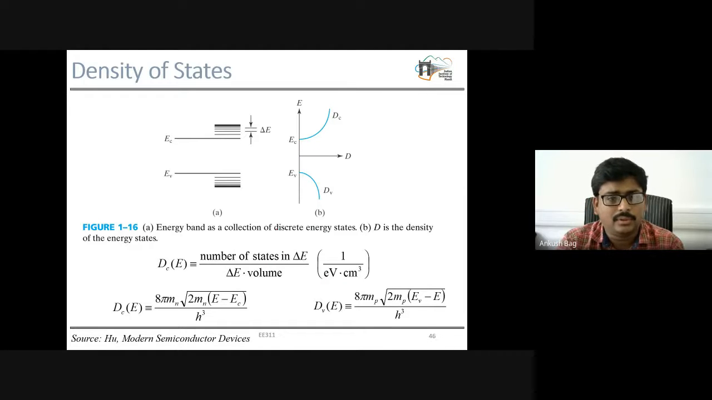Now this is something we have already discussed. This is how we calculate the density of states. It is the number of states in the energy range del E, divided by del E and volume. So overall this is the number of states per unit energy per unit volume. This is the calculation of the density of states in the conduction band as well as the valence band. And you need to look at the unit: it is the number of states per electron volt per centimeter cube.